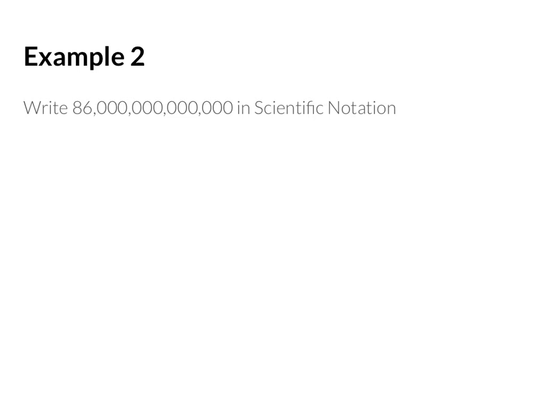For example 2, we're writing 86 trillion in scientific notation. So how many decimal places does it take for us to get to a number between 1 and 10? Well, I have to move it 3, 6, 9, 12, 13 places. So in scientific notation, I have 8 6/10 multiplied by 10 to the 13th power.